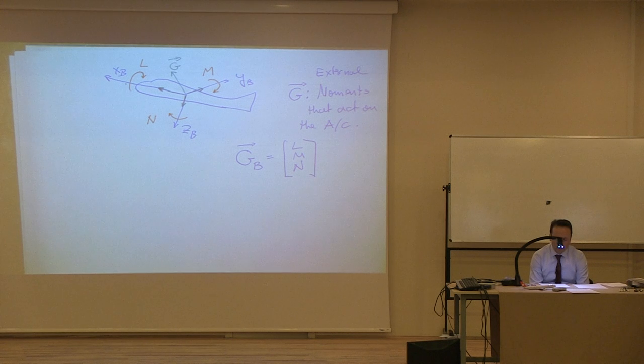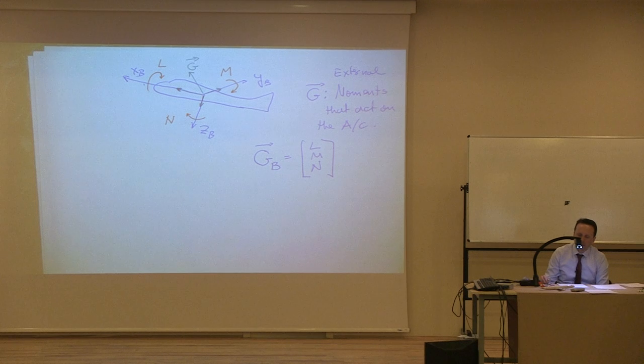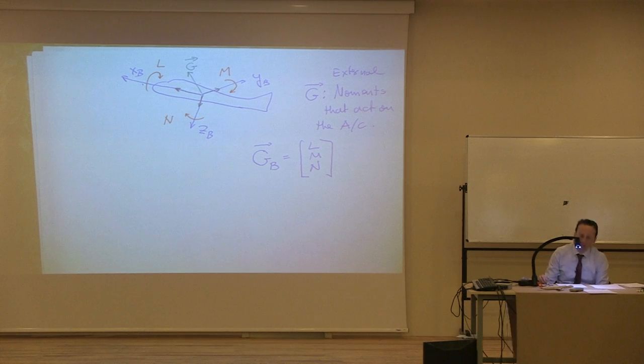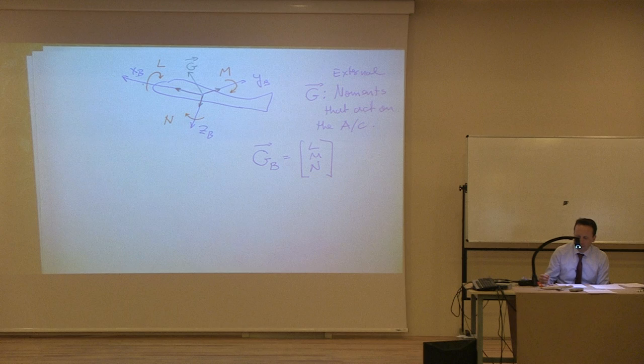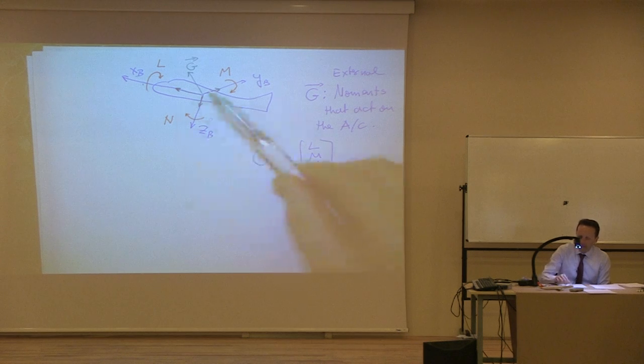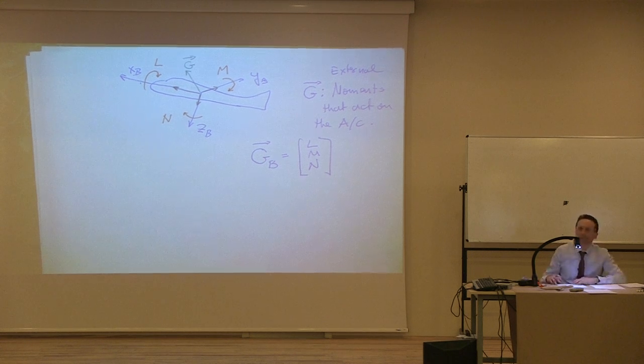Can we write it somewhere else? Of course we can. G, the external moment, is a vector like any other vector, like a velocity vector, force vector, anything. So because it's a vector, it can be written in any coordinate system. I could write it in any coordinate system, but if I write it in the body fixed coordinate system, I call them L, M, and N. And L, M, and N are the three components of the external moments that act on the airplane. Is that correct? Is that okay? Any questions?